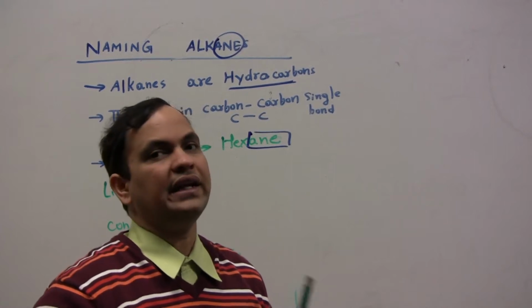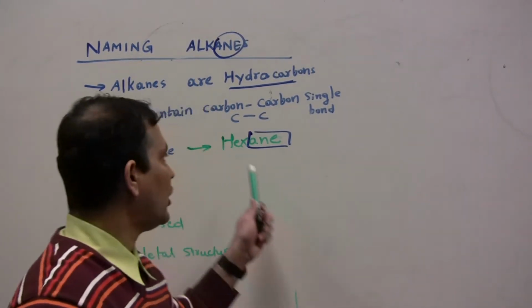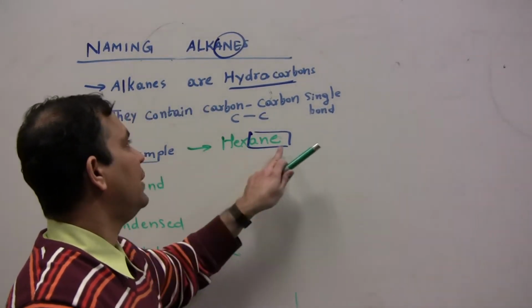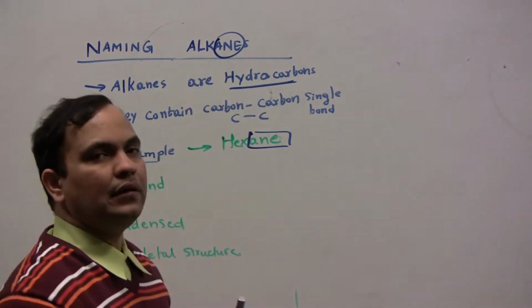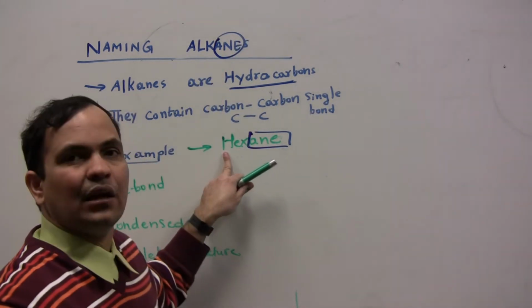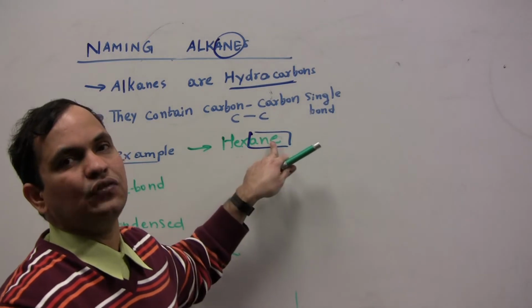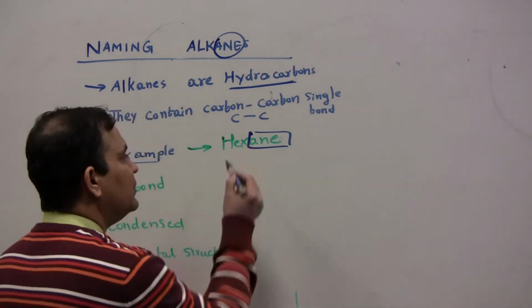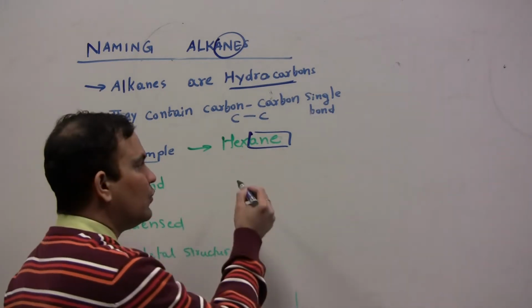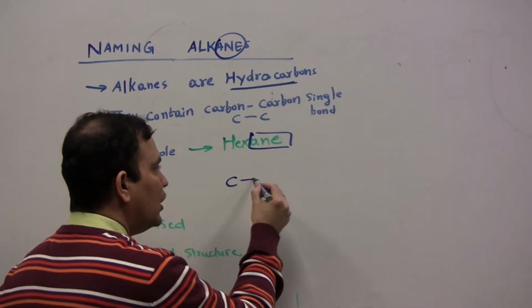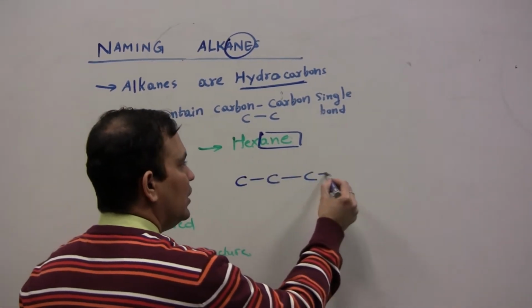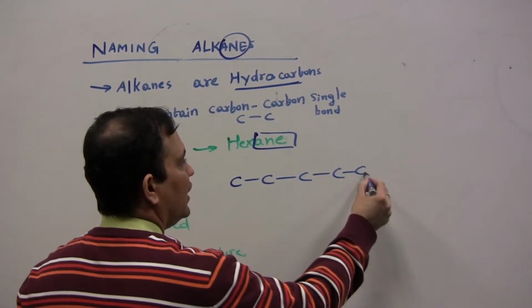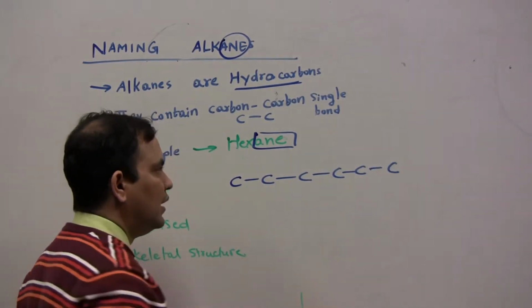Now let's consider an example of hexane. When we talk about hexane, hexane belongs to the family of alkanes. Hex stands for 6 carbon atoms and ane stands for it belongs to the family of alkanes. So hex means 6 carbon atoms. Let's draw the structure for hexane: 1, 2, 3, 4, 5 and 6.